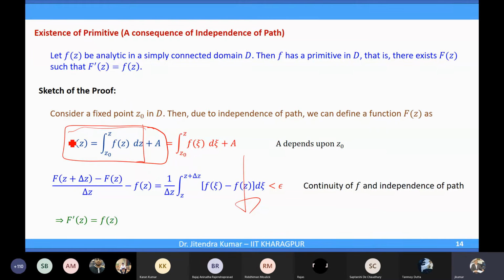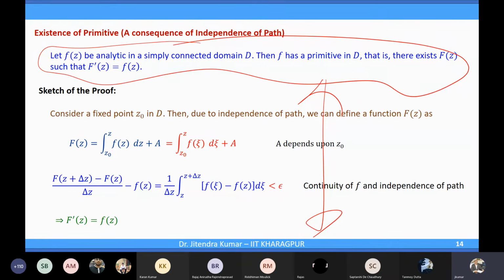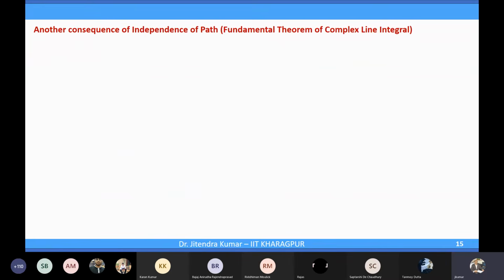So if such a relation is there, that the integral of f(z) is this big F(z), then the derivative of this big F(z) will be just small f(z). So this is the idea that analyticity of f(z) will give you that primitive of f(z), which is big F(z), so that F'(z) is equal to f(z). If you don't want to follow this, forget it, but just remember that if f(z) is analytic in a simply connected domain, then it has its primitive. But again, the simply connected domain is important; where f(z) is analytic, only then do these results come.